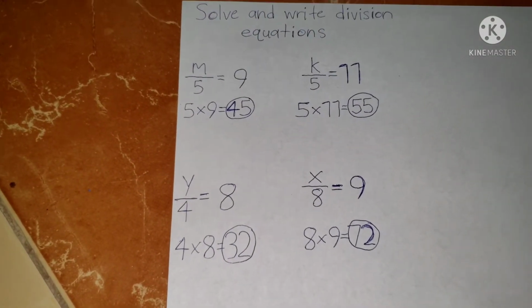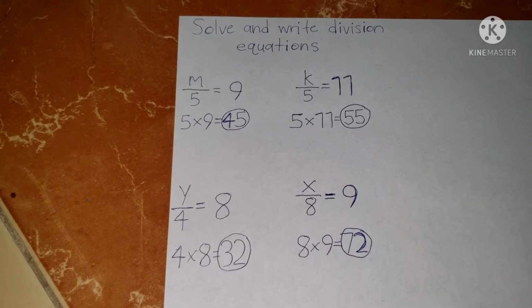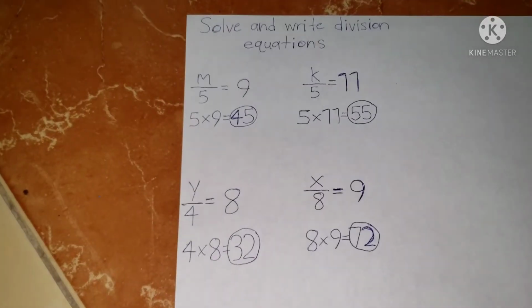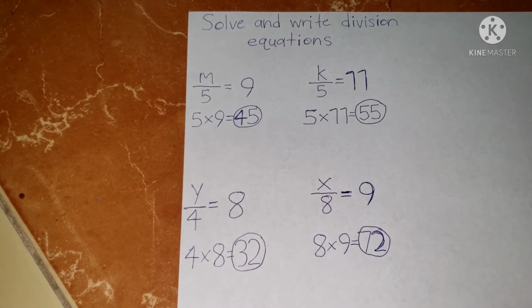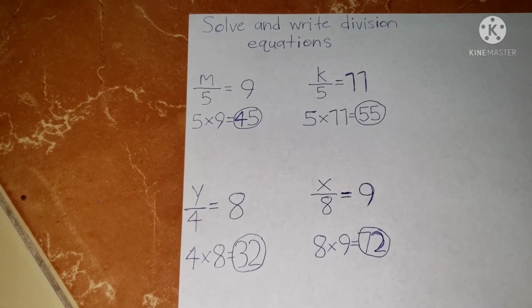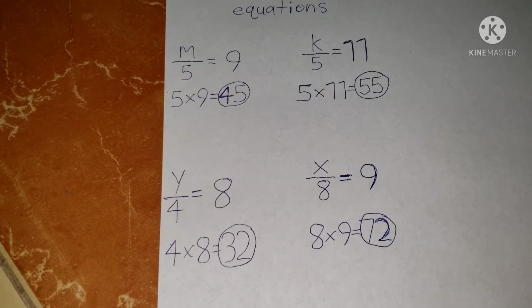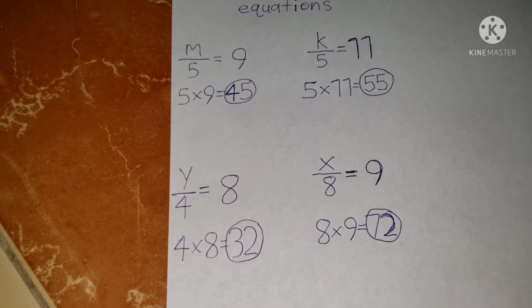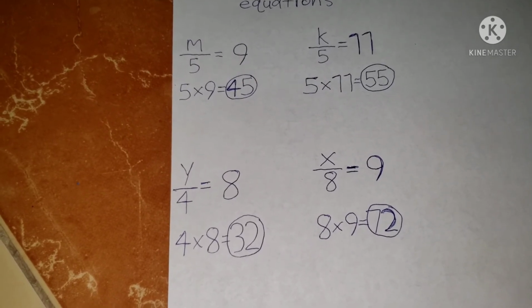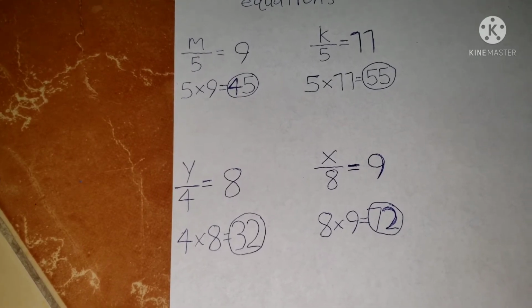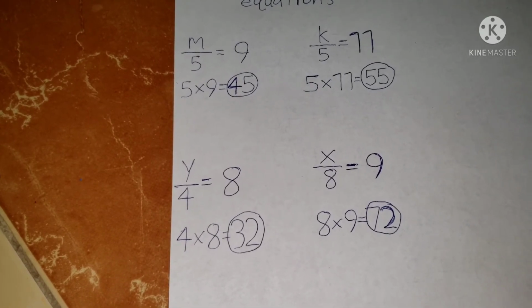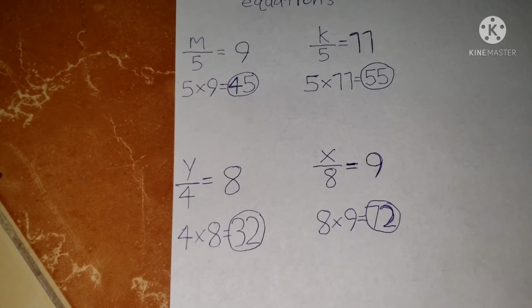Now I'm going to briefly tell you how you solve and write division equations. For this one, instead of dividing, basically you multiply. For example, y over 4 equals 8. What do you do? All you have to do is multiply the two numbers, 4 and 8, and the final answer would be 32. That's all you have to do for this one.